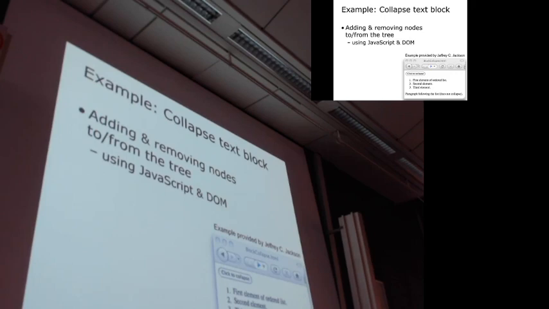And so this is an example that is really showing the basics of how you manipulate this document tree. The idea is that if I click on this button, the ordered list will disappear and this paragraph will stay. And we will be using JavaScript and the DOM to do so.